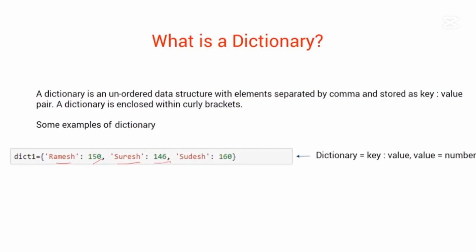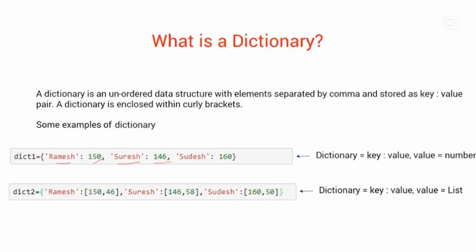You can also have other data types in place of numbers in the values. For example, this is another dictionary where the value is a list. So for the key Ramesh, the value is this list of two numbers, which is 150 and 46.